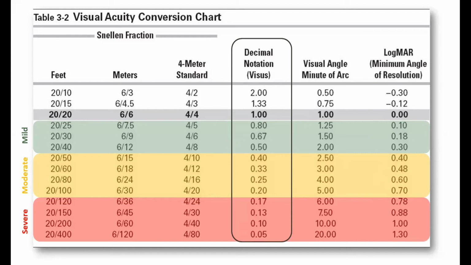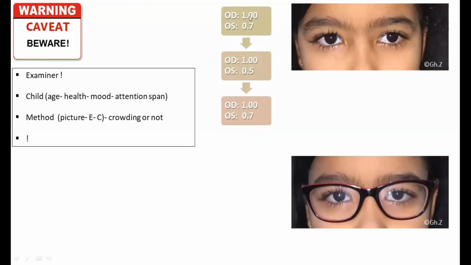So actually, if you remember from basics, decimal is like a fraction, it's like math. So 20/20 is 1, or 6/6 is 1. So 1 here means it is in decimal notation. Based on the history, I'm telling you that the left eye is the amblyopic eye, so it should be worse than the right eye. So the right eye is 6/6 simply, and the left eye is 0.7. So this is a decimal notation.